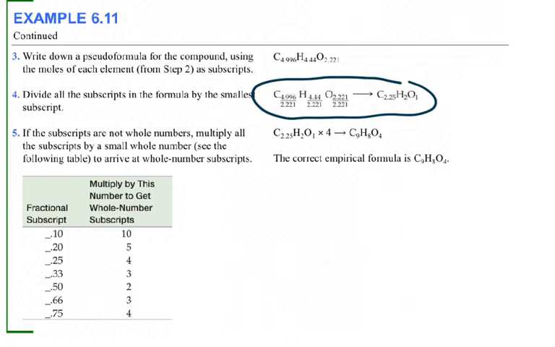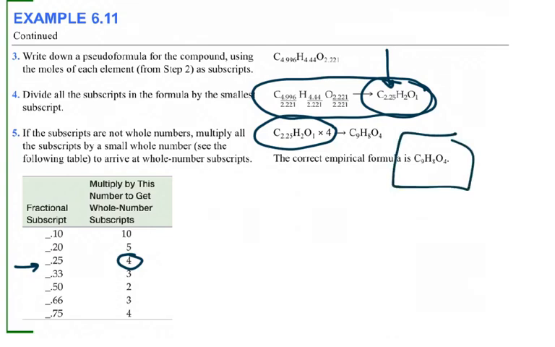Notice how everyone gets divided by 2.221. And you get this ratio. And because of that 2.25, we have to multiply by 4. Here's the 0.25 over here. Here is what you need to do. And when you multiply by 4, you get your final answer. Okay, so hopefully seeing this a second time is a little bit more helpful.